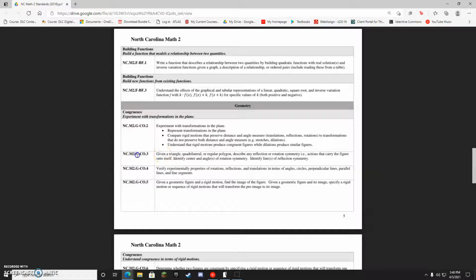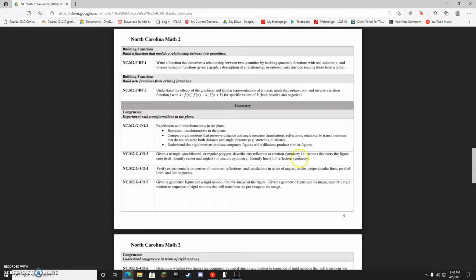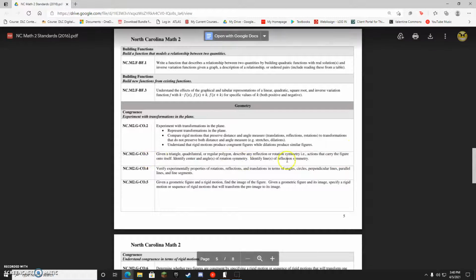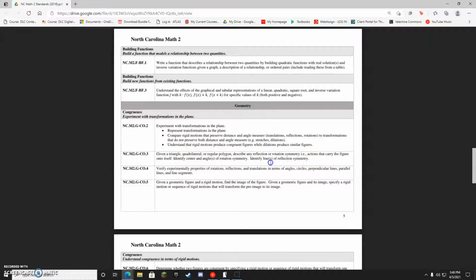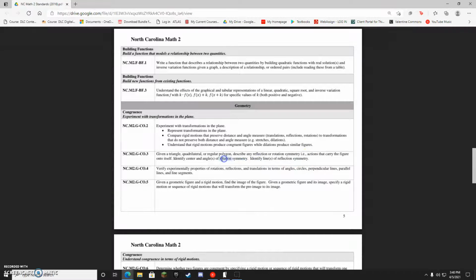And then the next one, given a shape, describe any reflection or rotation symmetry by actions that carry the figure onto itself. We're also doing stuff with that, identifying the center and angles of rotation symmetry. This is the big one right here, rotation symmetry, what we're talking about in this whole thing.